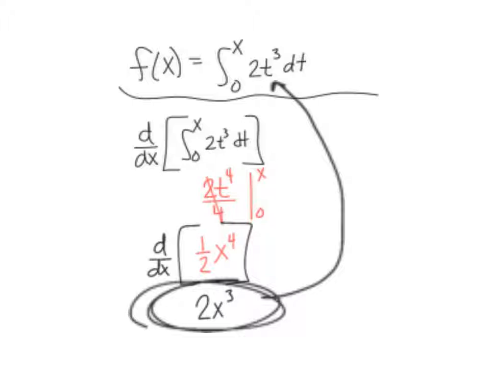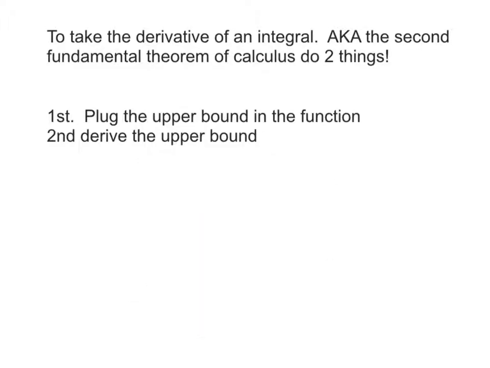So now let me show you the shortcut. So let's star this, highlight it, grab that highlighter. Here's how the shortcut works. To take the derivative of an integral, aka the second fundamental theorem of calculus, you're going to do two things. First, you're going to plug the upper bound in the function. And second, you're going to derive the upper bound.